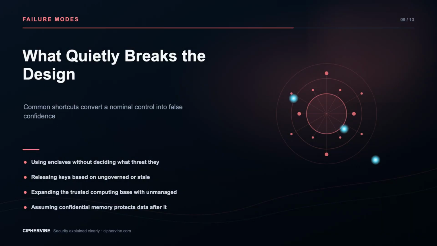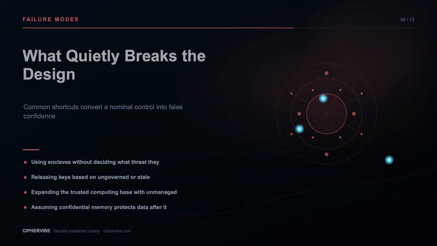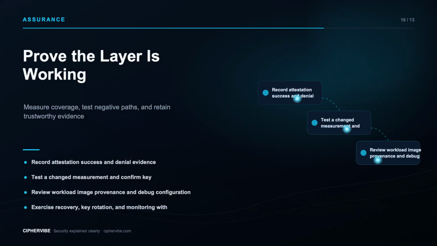Security architecture fails most often through assumptions, not dramatic movie-style attacks. First, using enclaves without deciding what threat they address. Second, releasing keys based on ungoverned or stale measurements. Third, expanding the trusted computing base with unmanaged dependencies. Fourth, assuming confidential memory protects data after it leaves the workload. A configuration screen is not assurance.